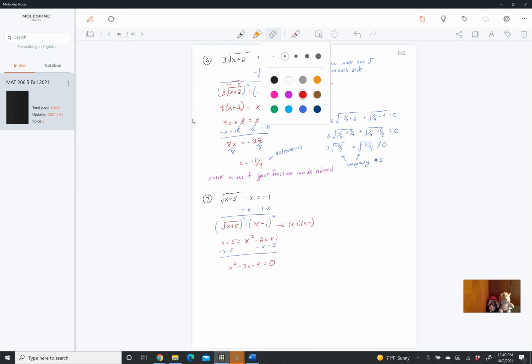So when we solve the quadratic, two numbers that multiply to negative 4 but add to negative 3 are negative 4 and 1. So this becomes x minus 4 times x plus 1 is equal to 0. X minus 4 equals 0. That should be a minus.